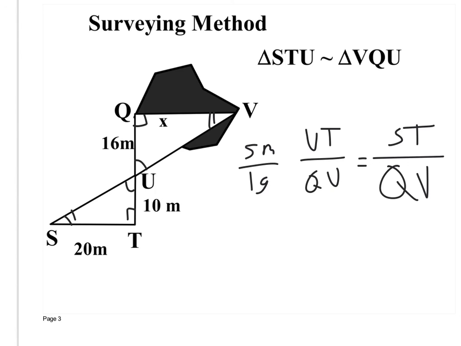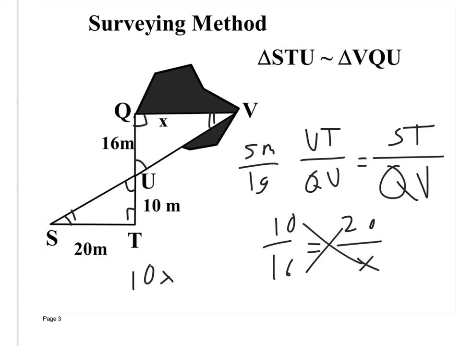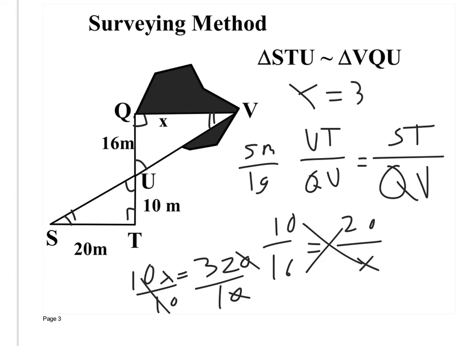Now I just plug in numbers. UT is 10, QU is 16, ST is 20, and QV is X. So I cross multiply. 10x is equal to 320. Divide by 10. X must be what? 32. X is equal to 32 meters. Make sure you have the units on there.